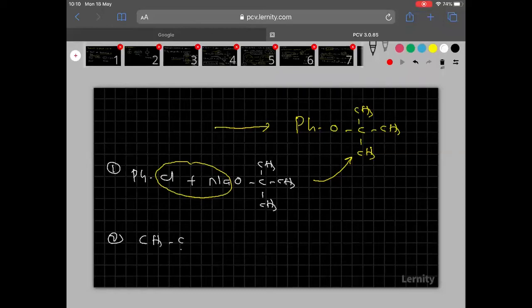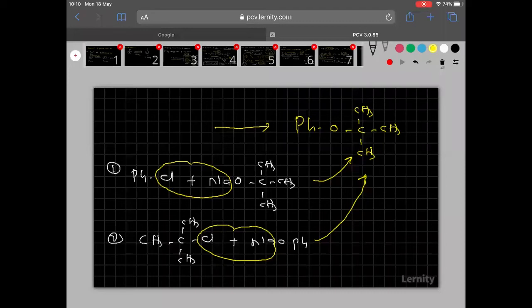Now, the second pathway is this one. See clearly, (CH3)3CCl, okay, then reacting with NaOPh. Okay, so here also if you remove NaCl, then you may get this one. Now tell me which pathway is correct among these two.